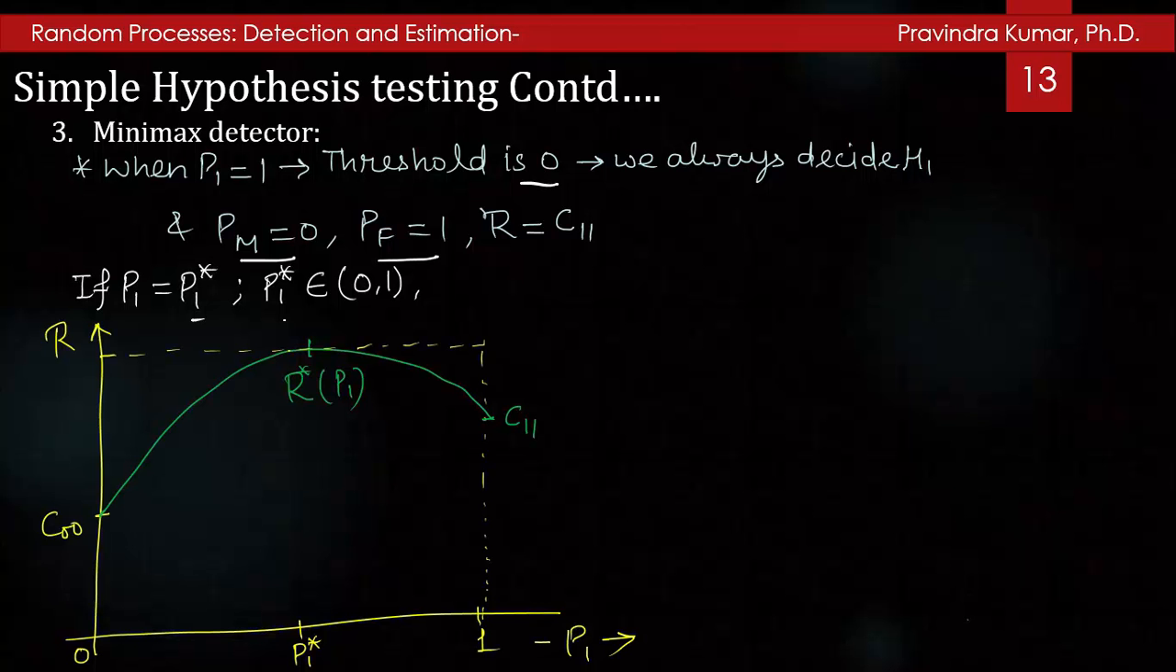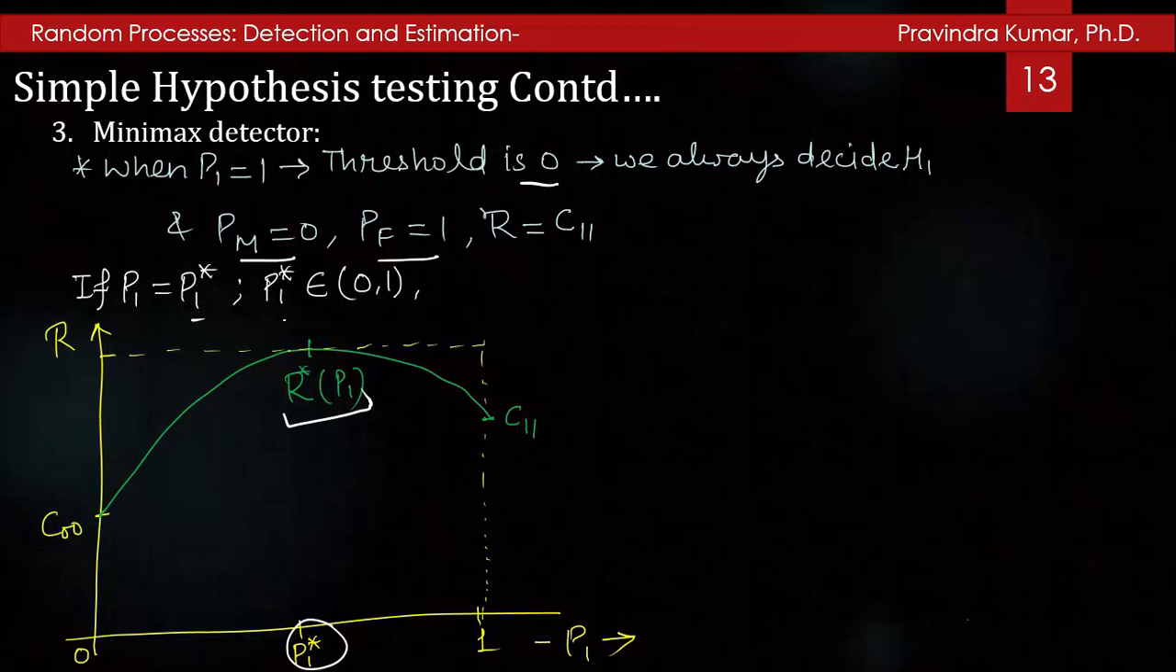then you can see the test for P1 equal to P1 star gives the minimum risk, R minimum. Here is the minimum risk, and the target of R minimum is the horizontal line, and P1 star, R star at P1 equal to P1 star represents the minimum cost.